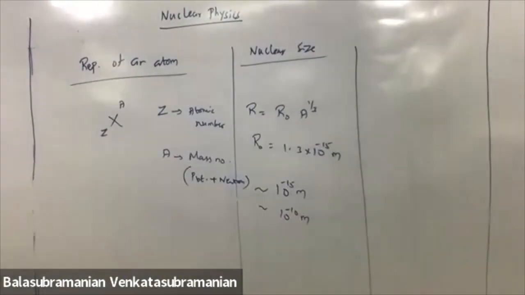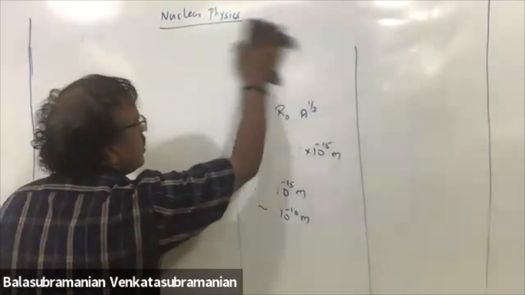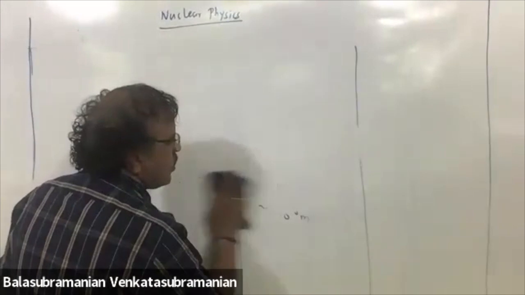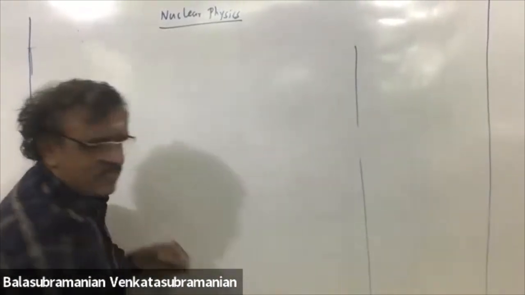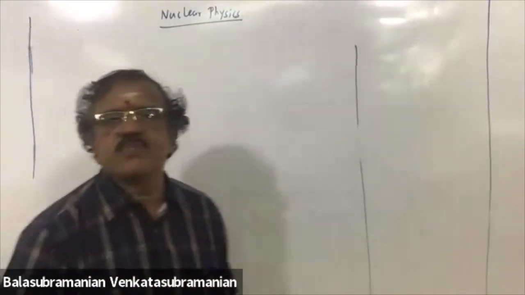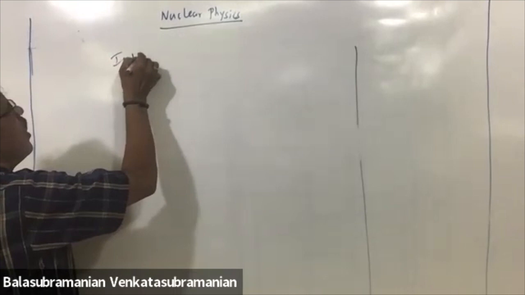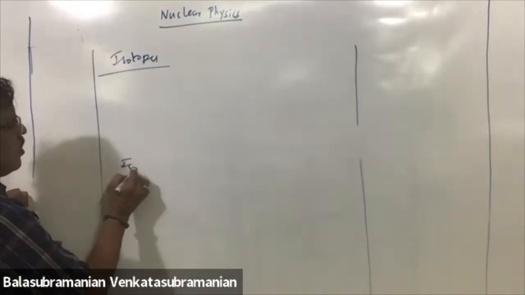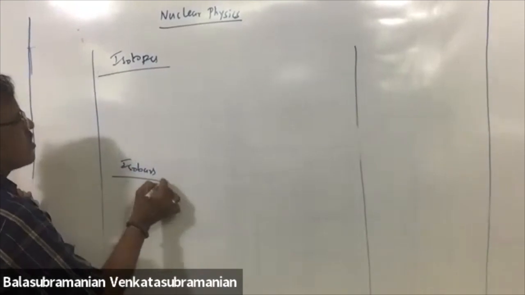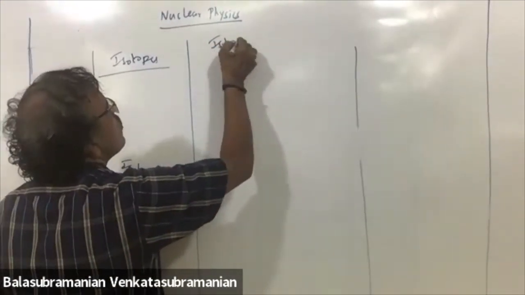Sir, depending upon the atomic number and mass number, we can categorize the elements into 3 types: isotopes, isobars, isotones.